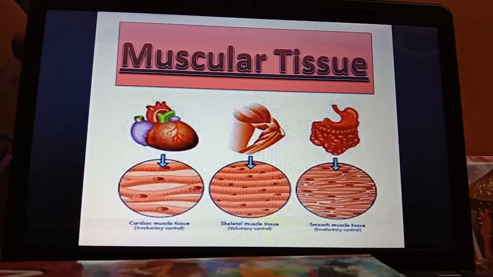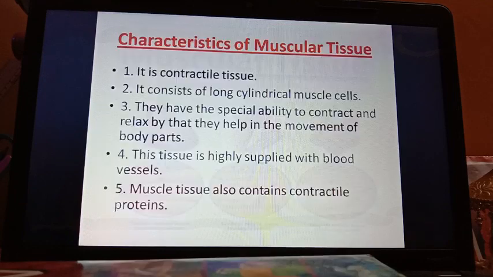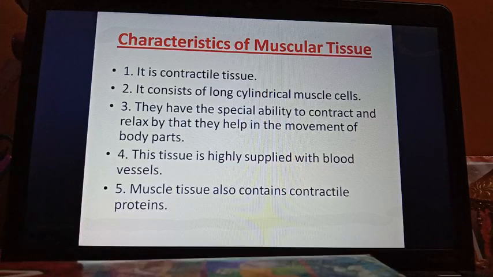First is muscular tissue. 40% of our body weight is made up of muscle tissue. So what are the characteristics of muscular tissue? It is contractile tissue as it can contract and relax. It consists of long cylindrical cells called muscle cells or muscle fibers. These are usually arranged in bundles or layers which are surrounded by connective tissue.